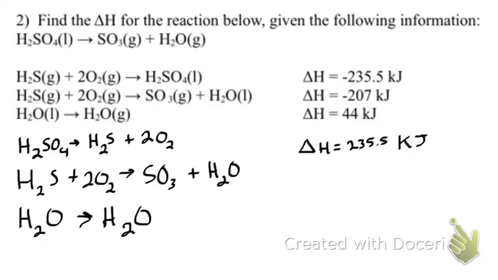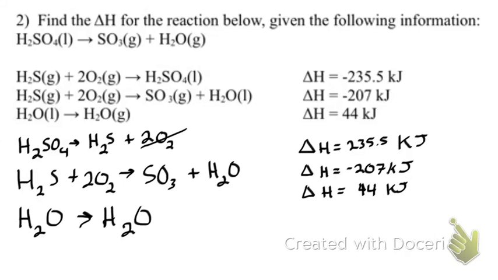Alright, and we're going to rewrite these delta H's. So our first delta H, because the reaction didn't change, our delta H doesn't change, so it's negative 207 kilojoules. And the delta H for the vaporization of water is 44 kilojoules, same as above. Alright, now we don't need to multiply any of these equations by anything because they look like they're going to cancel out nicely, so let's start doing that.